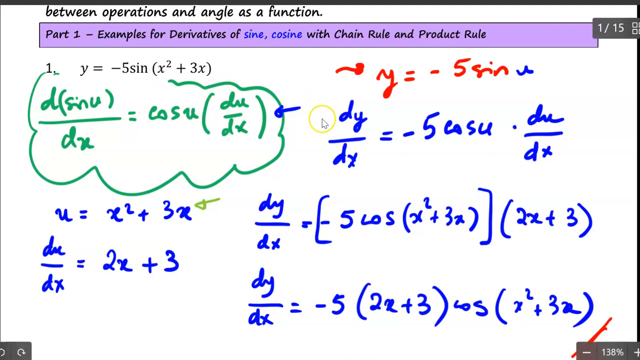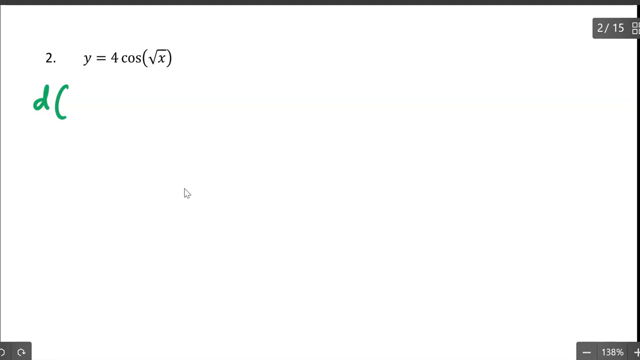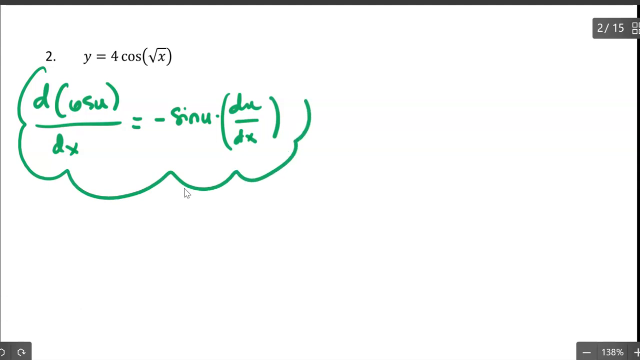Okay, so let's move on to our question number 2. Here we have derivative of a function cos. So I am going to write down that derivative of cos of u, right? As a function of x, this one should be equal to negative sine of u, and then I multiply this by du over dx. So that means you are going to let u equal to square root of x. So that means x to the exponent a half.